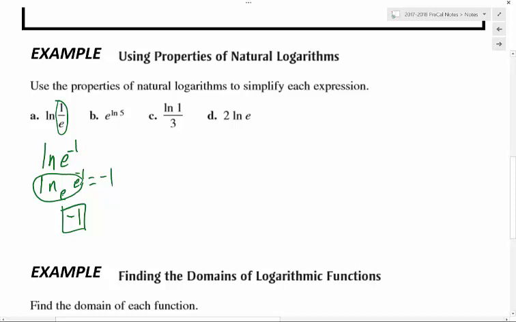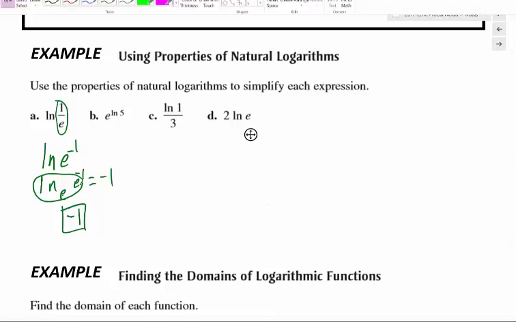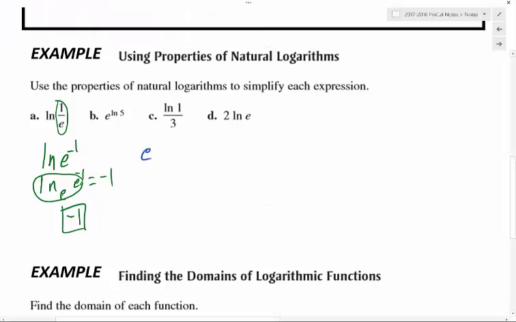When I have e to the natural log of 5, well, on that one, I'll write it in a different color. E to the natural log of 5, remember, I've got a base e here, an imaginary base e that I just leave out, but that's understood. And so this entire part just cancels out, and I get 5.